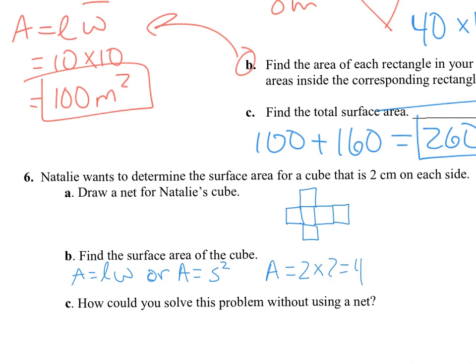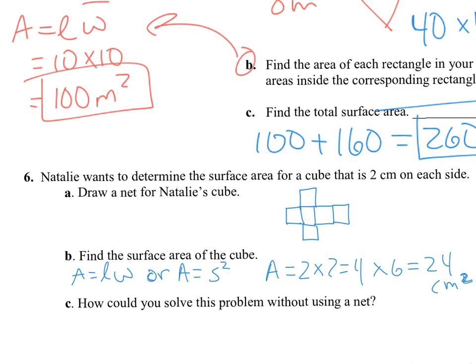But since we have 6 square faces, we're going to take the number 4 and multiply it by 6. And that's going to give us the total surface area. So 4 times 6 is 24. And since it's the surface area, its unit of measurement is going to be centimeters squared. And there you have it. Let me rewrite this so it's a little bit neater. So it's 24 centimeters squared.